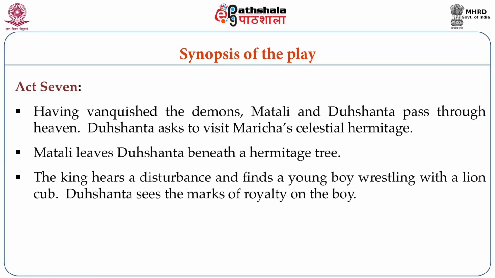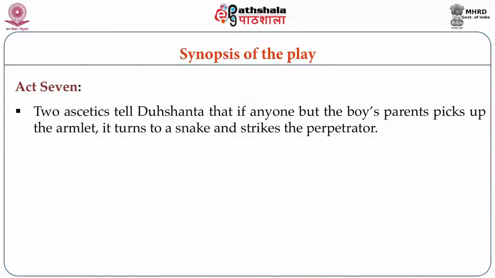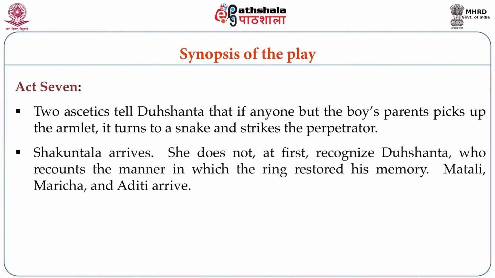The king hears a disturbance and finds a young boy wrestling with a lion cub. Dushwanta sees the marks of royalty on the boy. The boy's armlet falls off and Dushwanta picks it up. Two ascetics tell Dushwanta that if anyone but the boy's parents picks up the armlet, it turns to a snake and strikes the perpetrator. Shakuntala arrives.